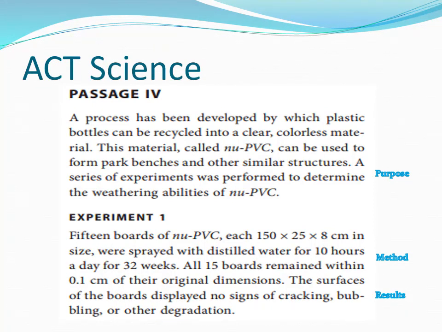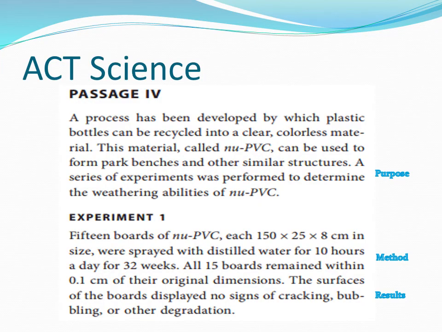All right. So let's think about what we know from that first. We haven't even gone to an experiment. What do we know so far? Well, you might read they've got this new material, new PVC, but they've also already told us the purpose, right? Look at that verb down there, to determine the weathering abilities of new PVC. We already got our purpose. That's what we look for. Then we get down to the first experiment, and that is where we get to the method. The description and the construction of that experiment is what gives us our method, right?